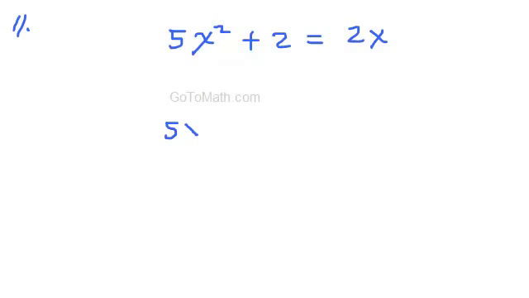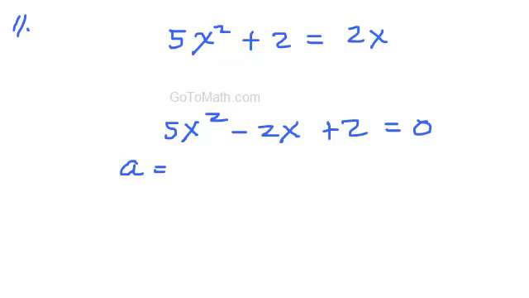I'm not sure I've even been labeling these things. I can't remember. We'll call this one number 11. Okay, so we're using the quadratic formula to find the solutions of these equations. Let's get this thing in standard form. So we have 5x squared minus 2x plus 2, and that's equal to 0.